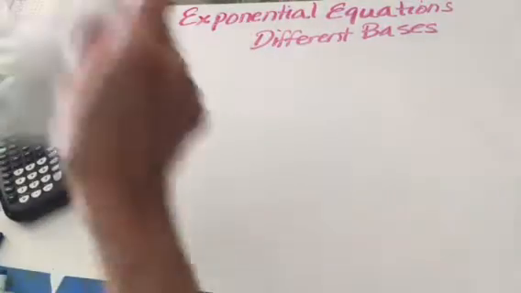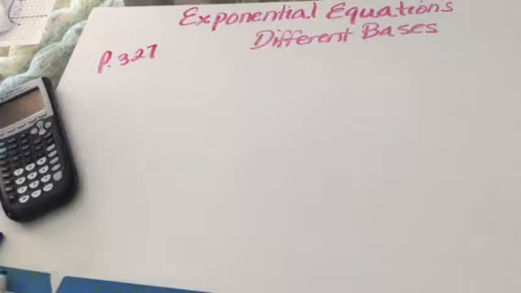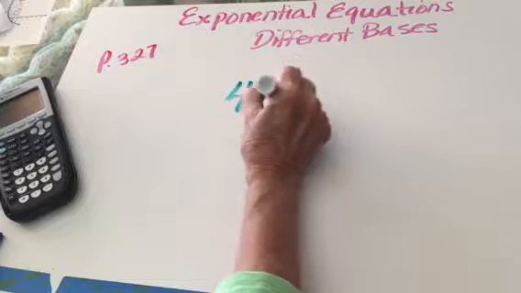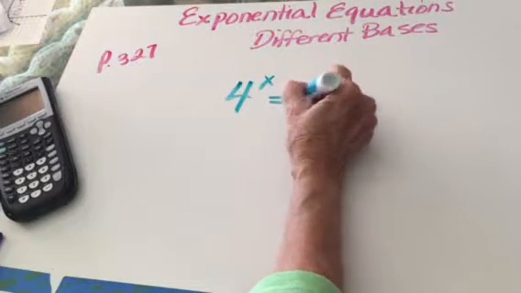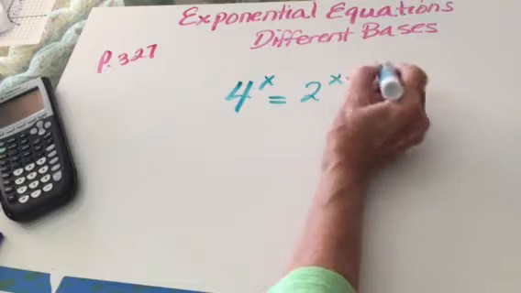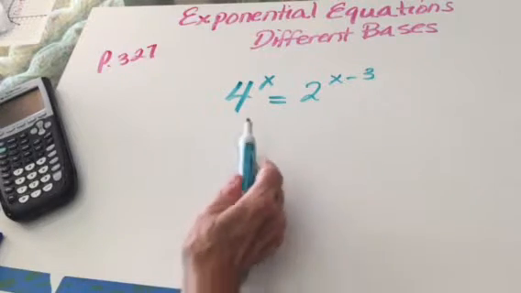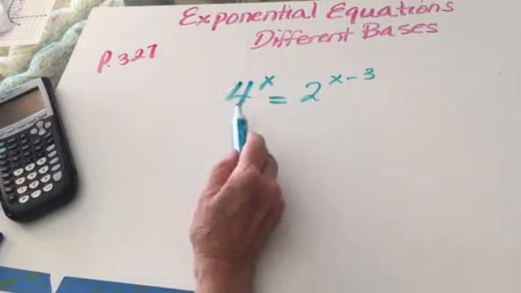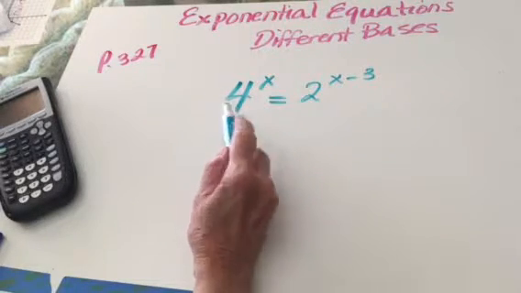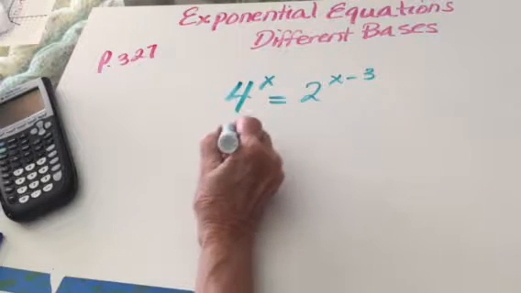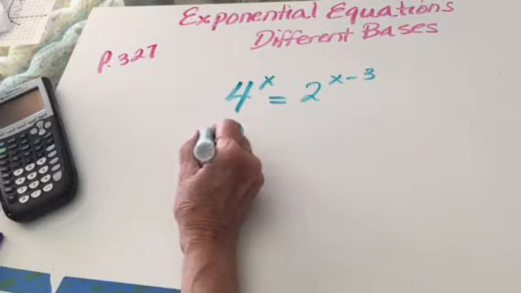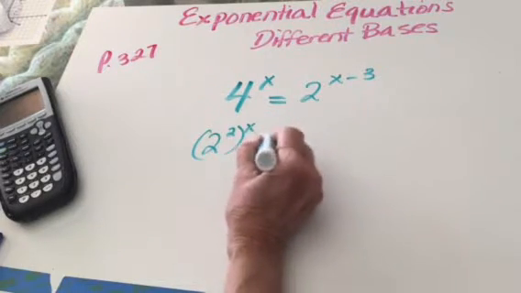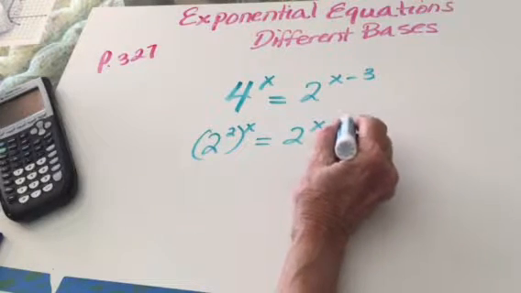What if I would say 4 to the x equals 2 to the x minus 3. Now, they're not the same base, but can I make this big guy into the small base? Yes, I can. Because doesn't 4 really equal 2 squared? Doesn't that equal 4? Now I've got the same base. 2 squared to the x power equals 2 to the x minus 3.